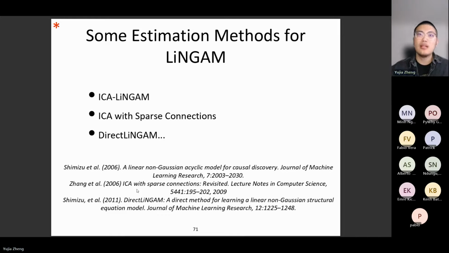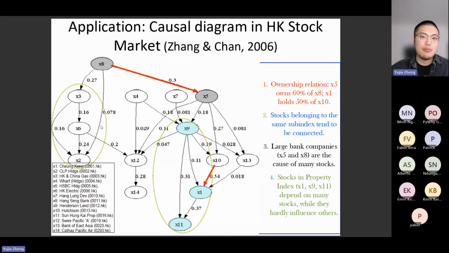and its estimation procedure has been verified to be very effective on a lot of real datasets. There are also other estimation methods for LiNGAM, for example DirectLiNGAM and ICA-LiNGAM with sparse connection. This is an example of how we can apply LiNGAM on a real-world dataset. As you can see from that graph, with the help of LiNGAM, we can determine the direction of all edges. So the output is straightforwardly a DAG, not a Markov equivalence class.